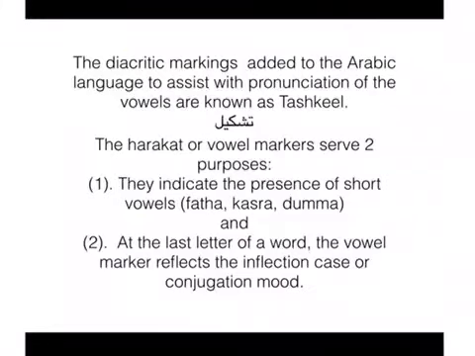The diacritic markings added to the Arabic language to assist with pronunciation of vowels are known as tashkil. The harakat, or vowel markers, serve 2 main purposes. First, they indicate the presence of short vowels, fatha, kasra, and dhamma. And secondly, at the last letter of a word, the vowel marker reflects the inflection case or conjugation mood.